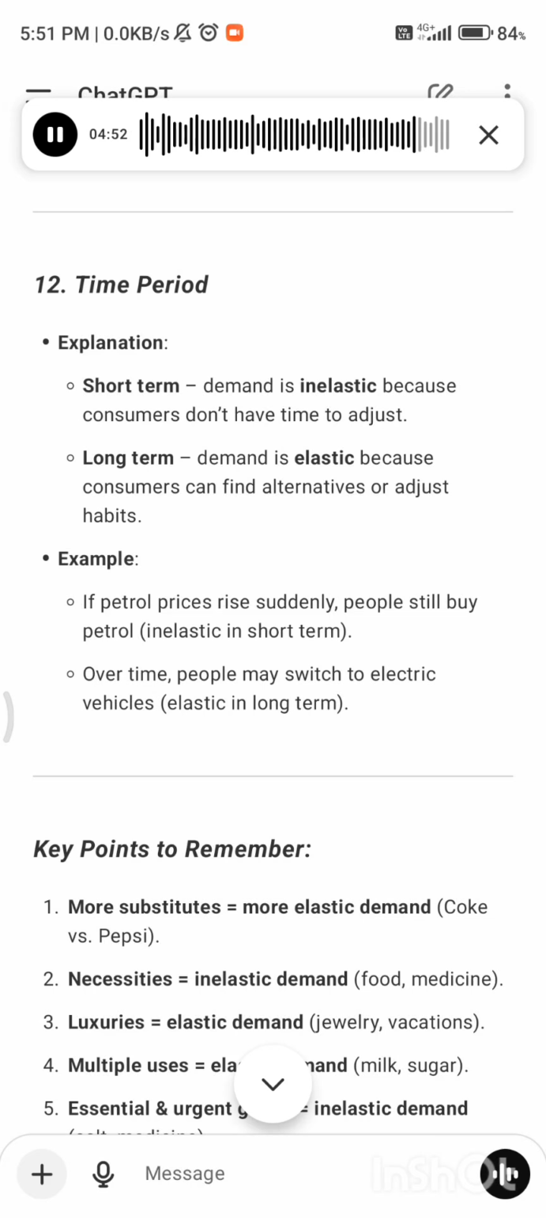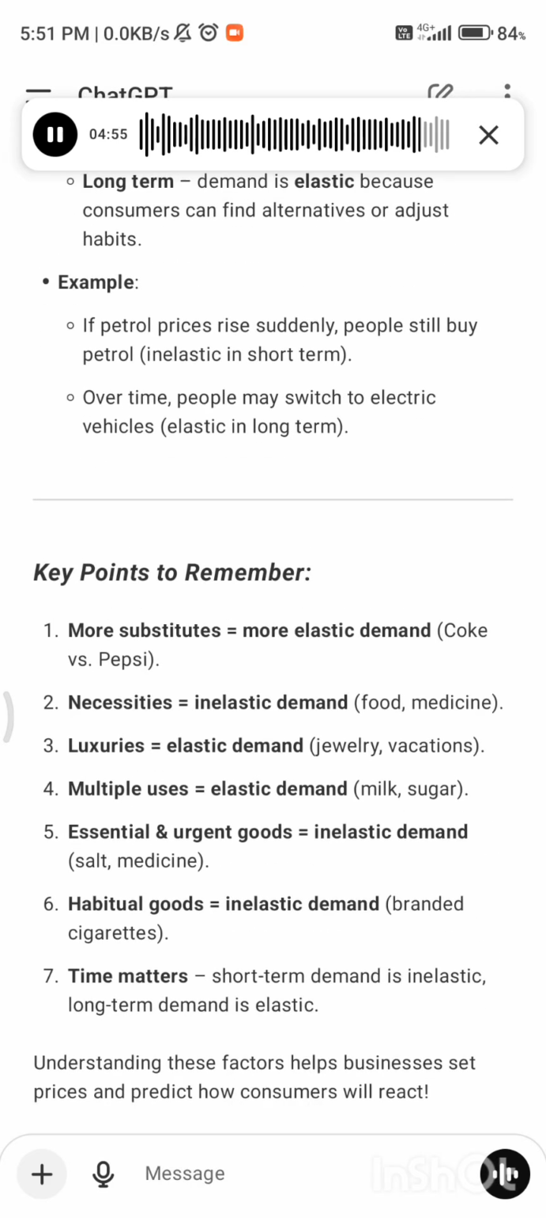Key points to remember. 1. More substitutes, more elastic demand: Coke versus Pepsi. 2. Necessities, inelastic demand: food, medicine. 3. Luxuries equal elastic demand: jewelry, vacations. 4. Multiple uses equal elastic demand: milk, sugar. 5. Essential and urgent goods equal inelastic demand: salt, medicine. 6. Habitual goods equal inelastic demand: branded cigarettes. 7. Time matters. Short-term demand is inelastic, long-term demand is elastic. Understanding these factors helps businesses set prices and predict how consumers will react.